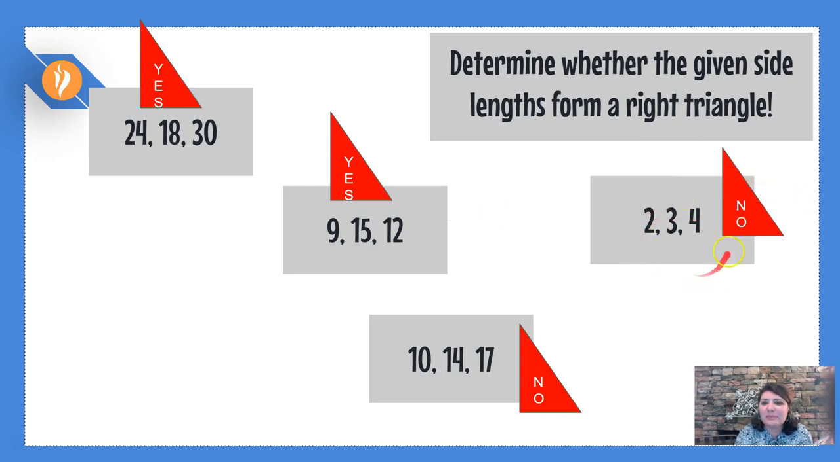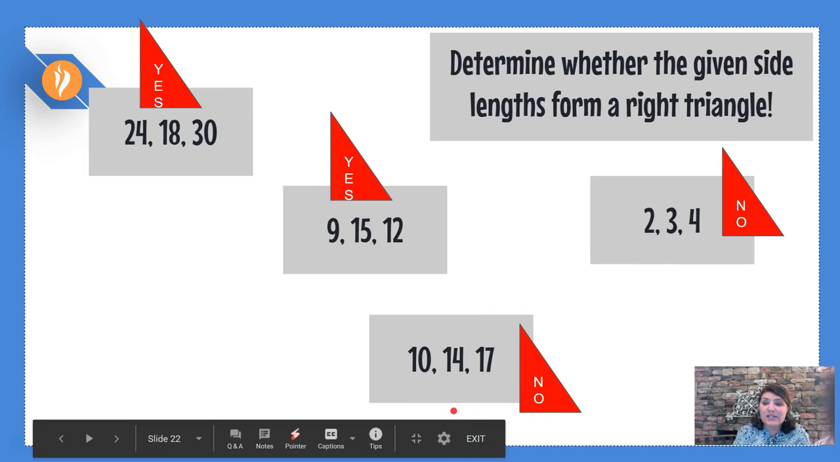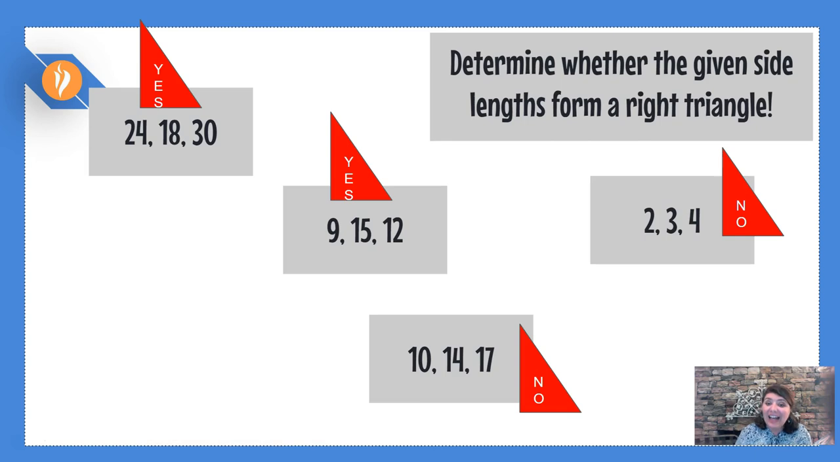All right, let's go over here to some smaller numbers. 2 squared is 4, 3 squared is 9, and that equals 13. Well, 4 squared is 16, so that cannot be a right triangle, so the answer to that one is no. And then the bottom one here, last one, 10 squared is 100, 14 squared is 196. Well, if I add those together, I get 296. Well, that's close, but 17 squared is 289, not 296. So these three side lengths cannot form a right triangle.